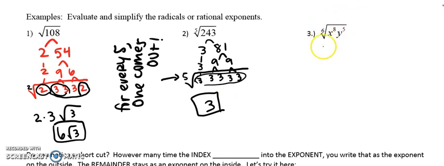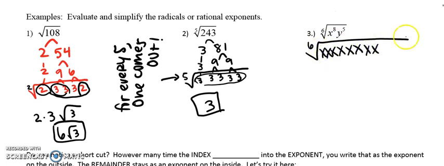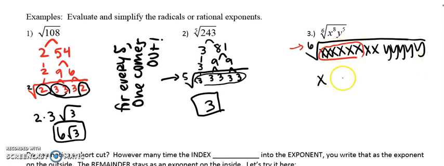On number 3, now I'm going to write this the long way. 1, 2, 3, 4, 5, 6, 7, 8. 1, 2, 3, 4, 5. So I wrote this the long way, and now you want sets of 6. So for every 6, 1 comes out. I do have 6 x's, but I don't even have 6 y's. So the only thing that's going to come out here is an x. And then what stays inside is x times x, so x squared. And all of these y's would be y to the 5th.